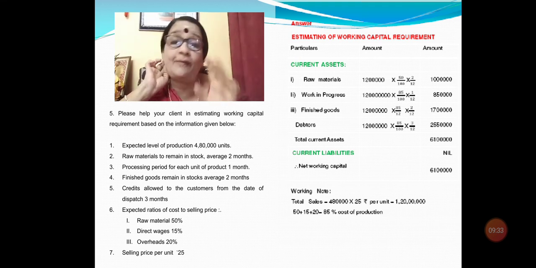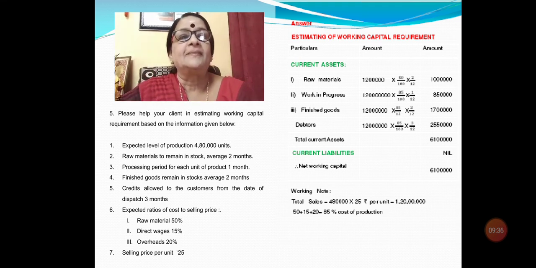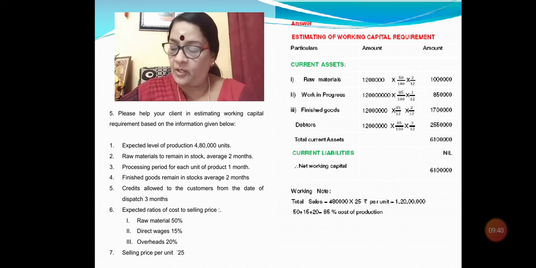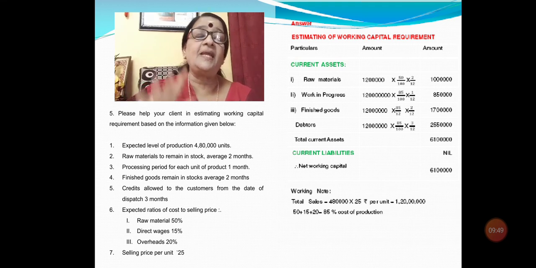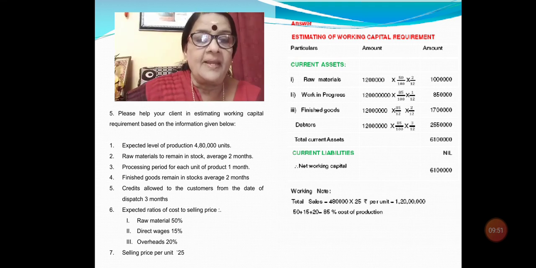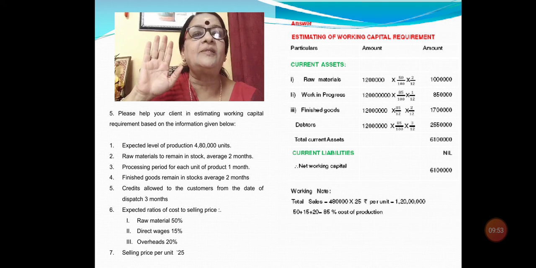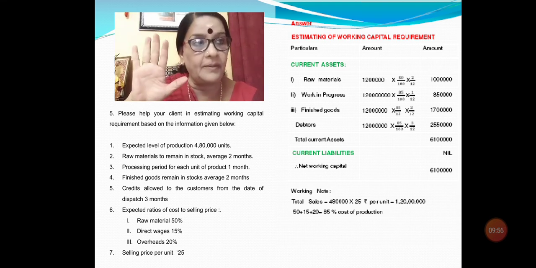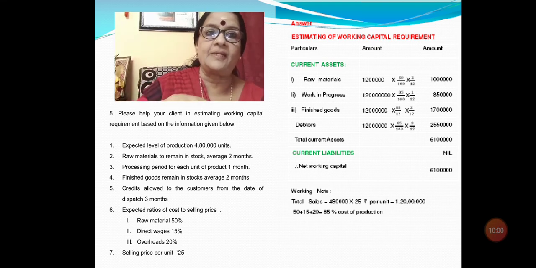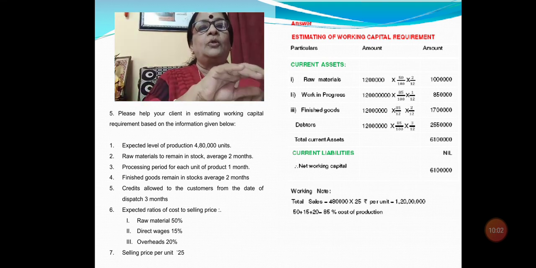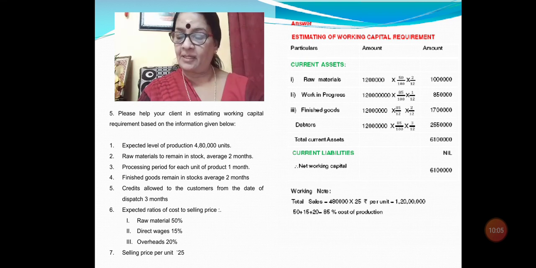Today we are going to have the 5th problem. All of you take the 5th problem. It is given: expected level of production and raw material, processing period, finished goods, debtors payment period, then material, labor and overheads. The difference here is that material, labor and overheads are not given in rupees per unit or in total. Only total output and total selling price are given. So total output is 4,80,000 units.